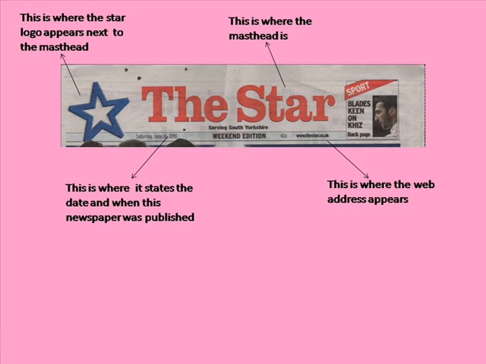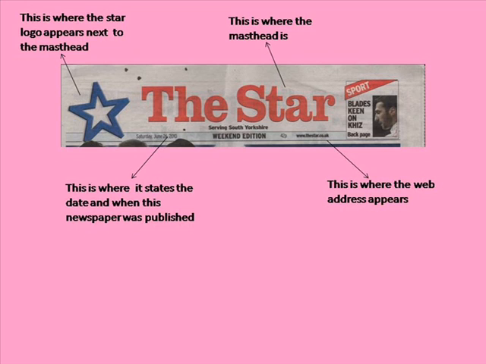This is where the Star logo appears, near the masthead of the newspaper. The Star symbol is an easy feature that makes the newspaper easy to recognise. The masthead of the newspaper is usually very big. It is bright red as well as being bold. This helps the reader to recognise the local newspaper.